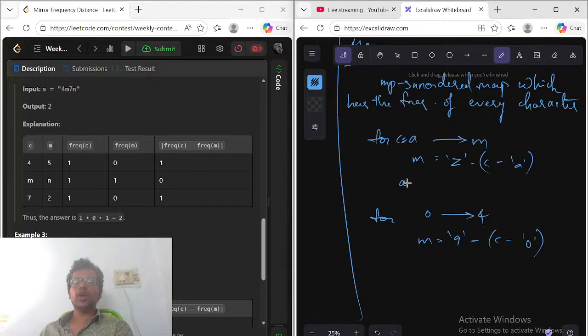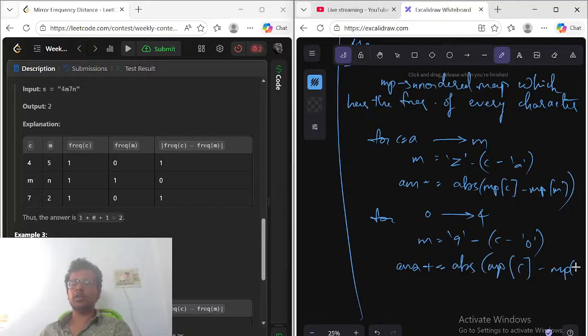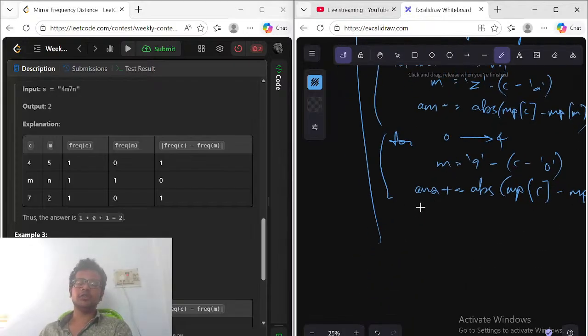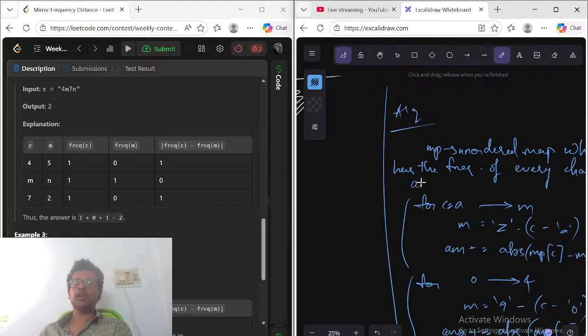I'll just compute answer plus is equal to the absolute difference of frequency or MP of C minus MP of M. And the same thing here, answer plus is equal to the absolute difference of MP of C minus MP of M. So that's how you compute the solution for the first problem, and we'll be returning the answer at the end. And here, if you see, answer should be initialized with 0. I think we can go to the second problem, right?